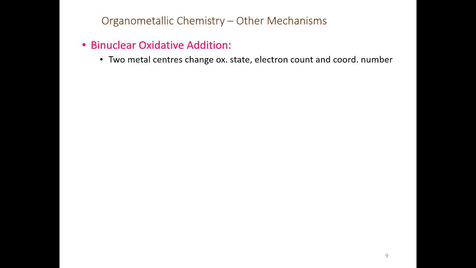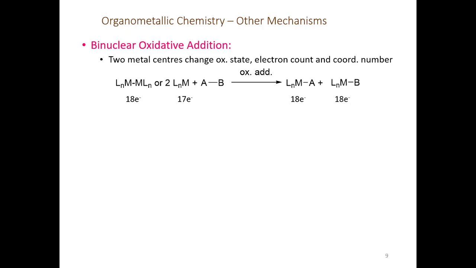So the first one we're going to take a look at briefly is a binuclear oxidative addition, and that's where two metal centers are involved in the oxidative addition reaction. So two metal centers have a change in oxidation state, electron count, and coordination number. Here's just a general scheme for a binuclear oxidative addition, and it's more common for metals that do not have a stable N+2 oxidation state, but instead have a stable N+1 oxidation state. It's also common for 17 electron complexes or binuclear 18 electron complexes with a metal-metal bond, as shown here.